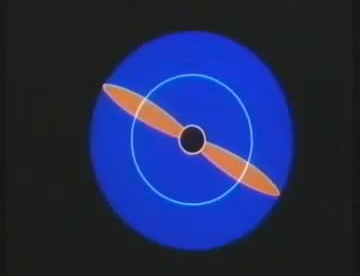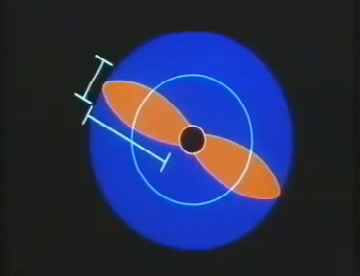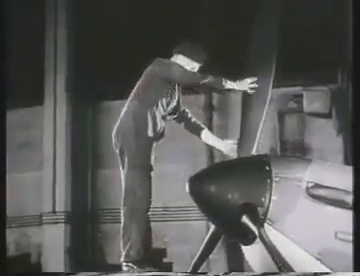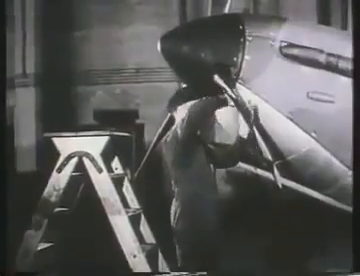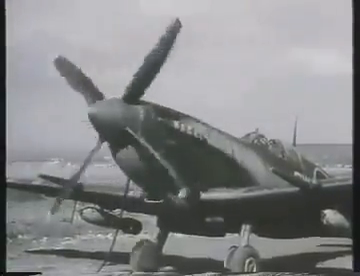Another way is to increase the propeller's solidity, which is the proportion of the propeller disc filled by the blades. But increasing the chord reduces the blade's aspect ratio and its efficiency. So designers opted to increase solidity by adding more blades. During late 1939, the Spitfire's two-bladed propeller was replaced with a three-bladed model. In 1942 came the Mark IX with its four-bladed propeller.